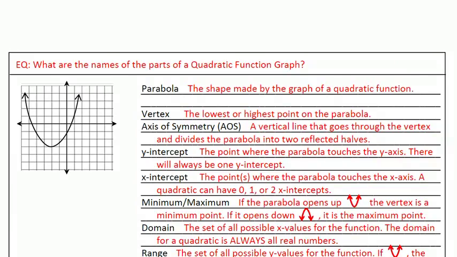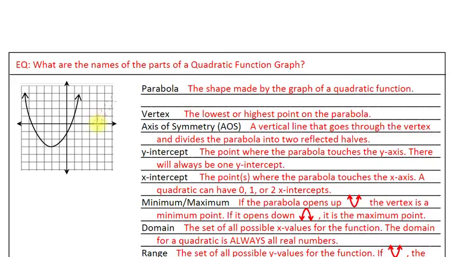Our essential question for this video is, what are the names of the parts of a quadratic function graph? And I know that your temptation now, class, is you can see a bunch of them. You can just frantically start to write these all down. Please just stay with me. Spend the time as we talk through each of these. You're going to get some valuable information, hopefully, instead of just copying down a whole bunch of definitions that you're not going to remember. So let's take a look here.